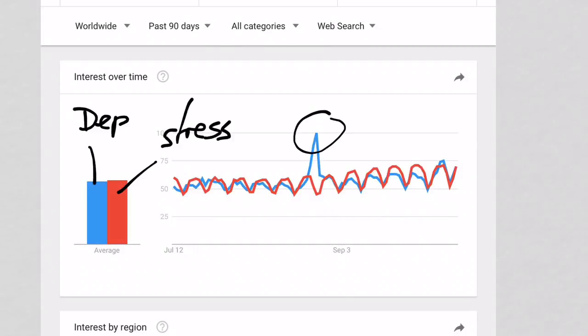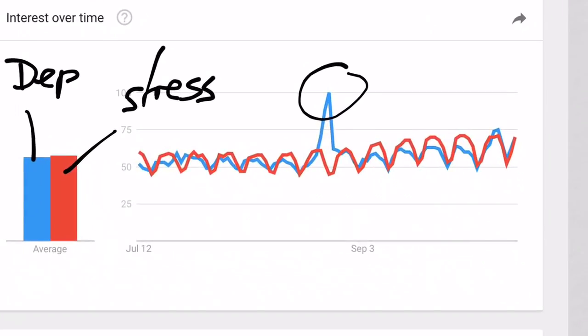Do you also notice something when you look at the two lines? What's happening? You see peaks and troughs. And both stress and depression do exactly the same thing. They follow a very distinct pattern. And again, this is something that we as scientists are trying to do. We figure out patterns.